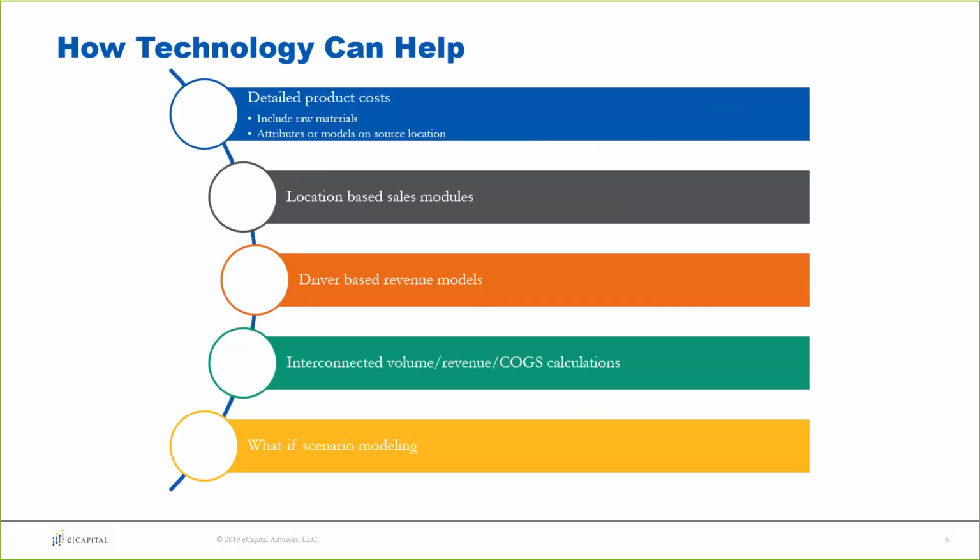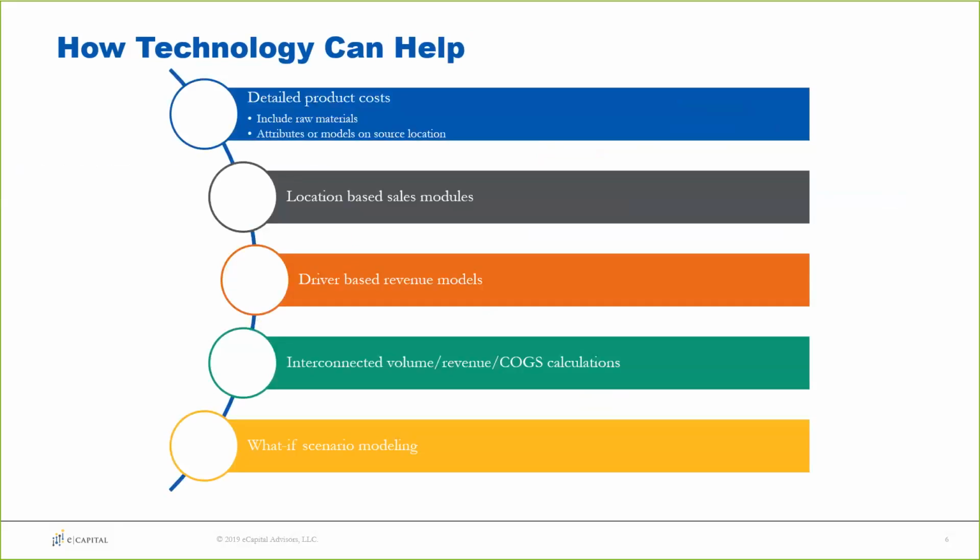You need location-based sales modules as well. Most people, when they do any sort of sales modules, have location in there, but sometimes not. Sometimes people just plan an overall number or a product or a number by product. That's going to be a mistake if you think sales can change based on region. That's something you should be planning by the different locations.